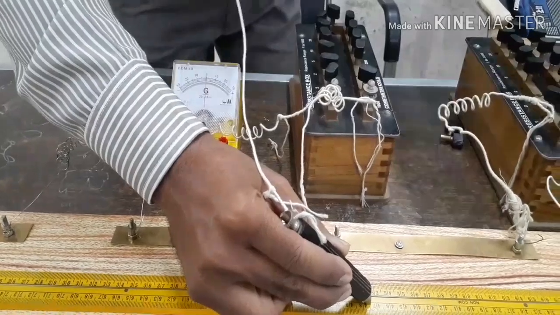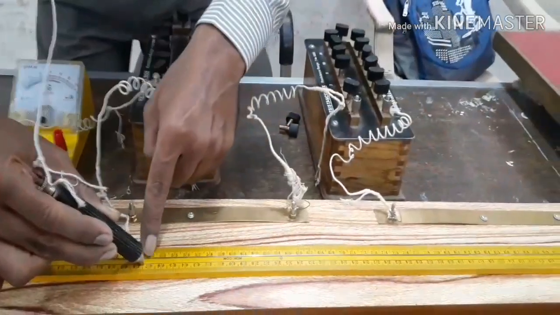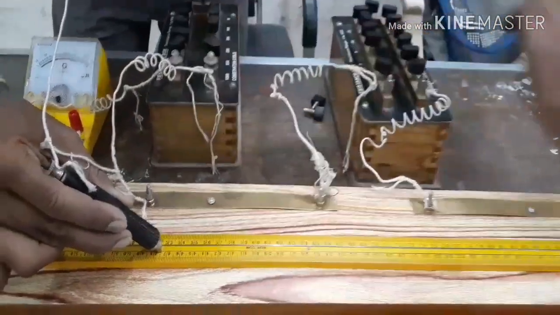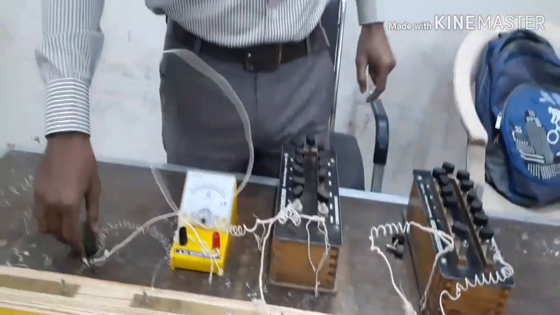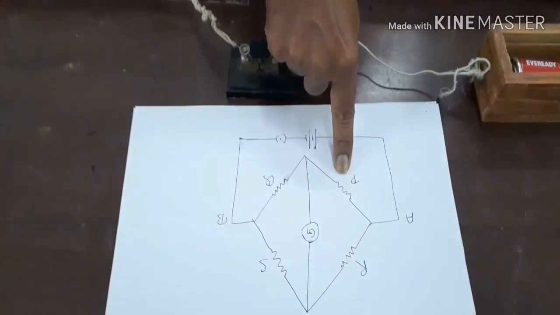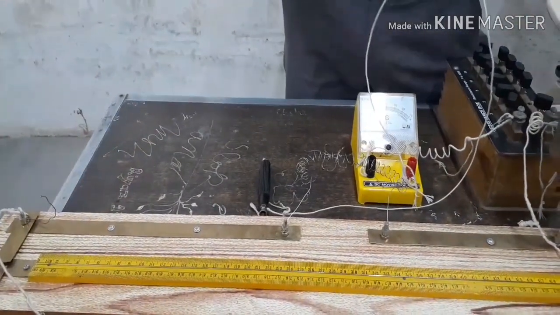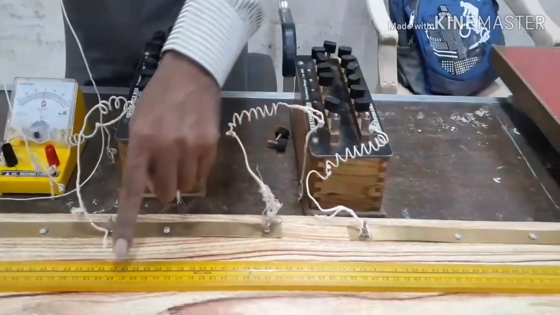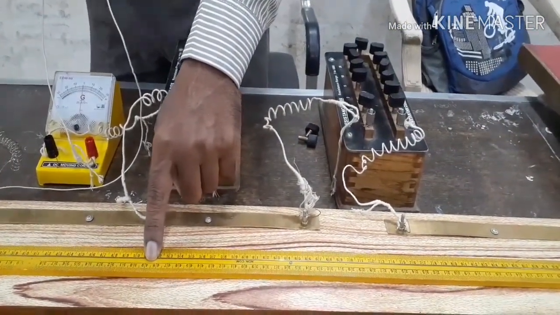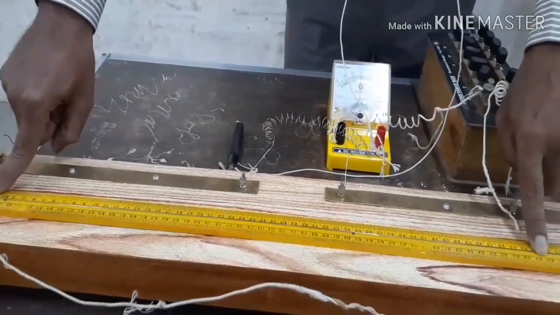Now you can write this length, indicated by L. The resistance of this length will be taken as P, and the remaining length, that is 100 minus L, will contain the resistance Q. So L has the resistance P and the remaining part, 100 minus L, has the resistance Q.